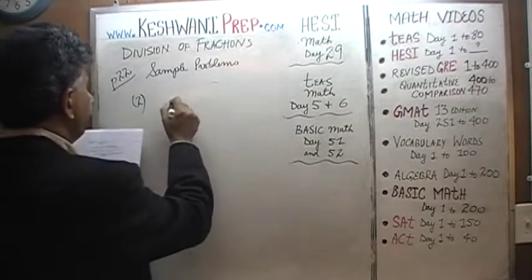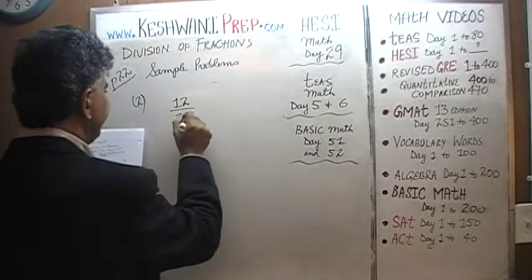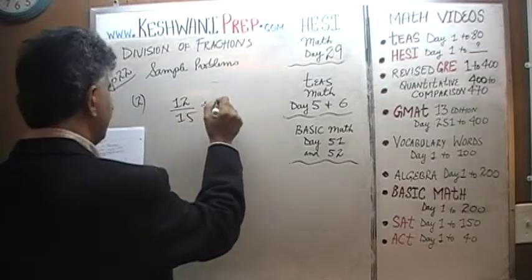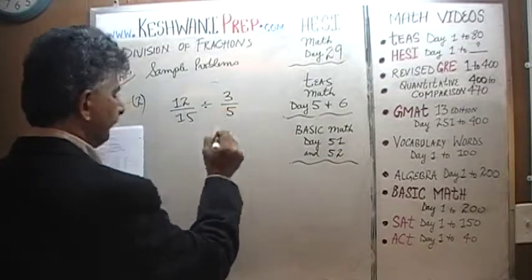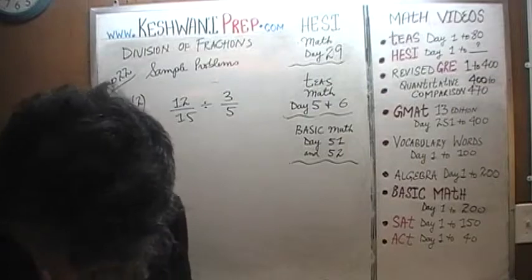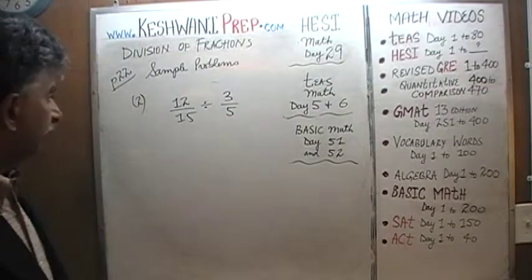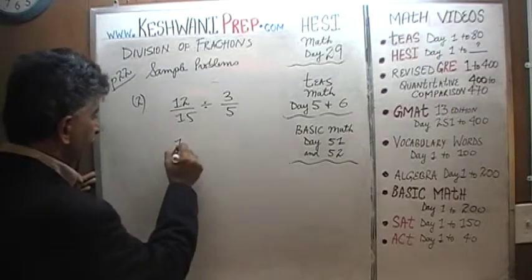Twelve fifteenths divided by three fifths is what we are asked to do. Let's see what we can do here. Twelve fifteenths remains twelve fifteenths.